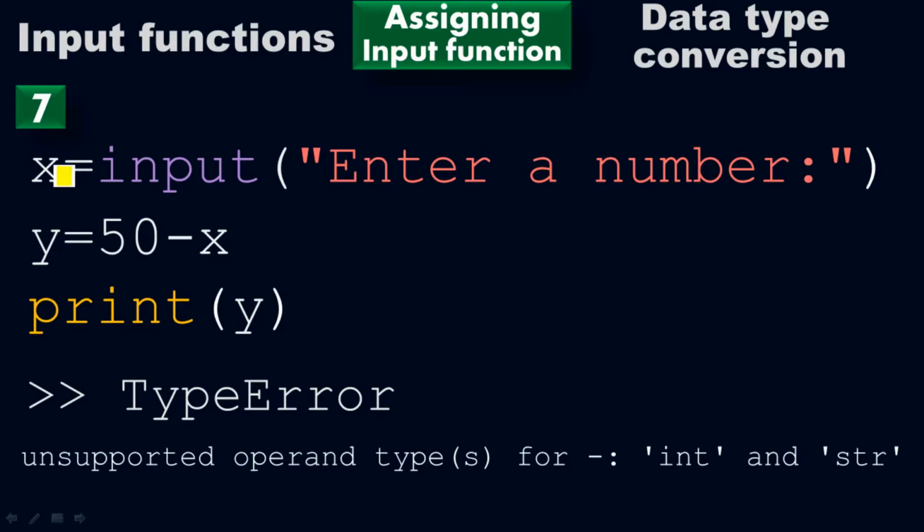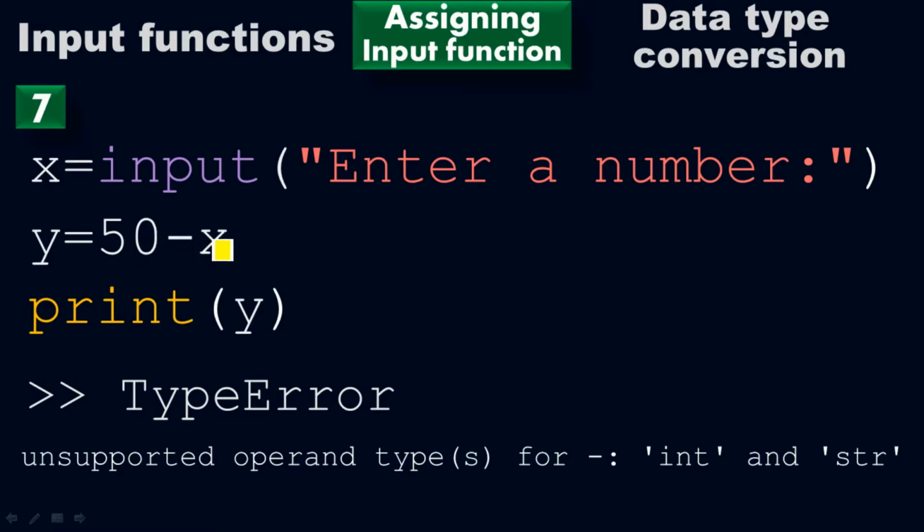In Colab, when you write x equals input of "enter a number" and then the second variable, y equals 50 minus x, when you take the print of y, which is my second variable, you will get the type error. What kind of type error? Unsupported operand types for integer and string. Look, we cannot subtract a string from an integer.